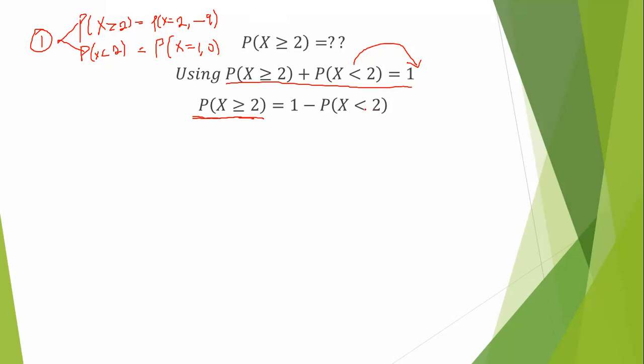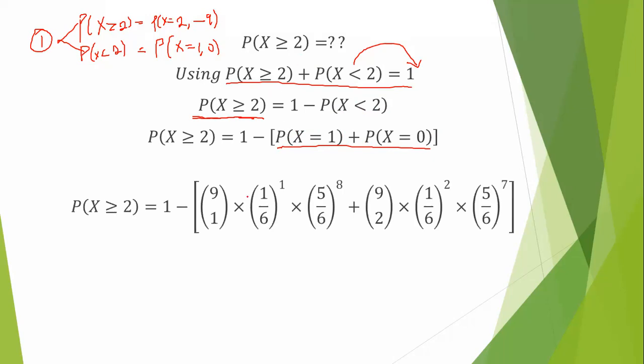Then when we get here, we are going to get probability of x less than 2. So probability of x less than 2 would be probability of x equaling to 1 plus probability of x equaling to 0. So this one here we can easily do by substituting in the formula. So when x is 1, we shall have 9 combination 1 times 1 over 6 to power 1 times 5 over 6 to power 9 minus 1. So which would give us what?